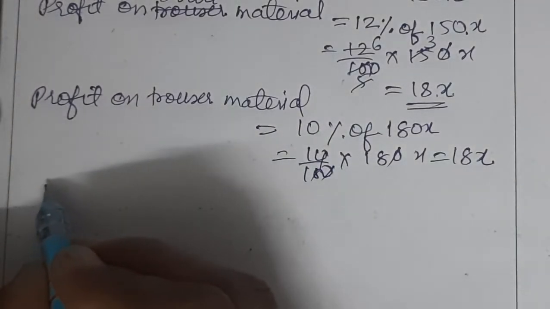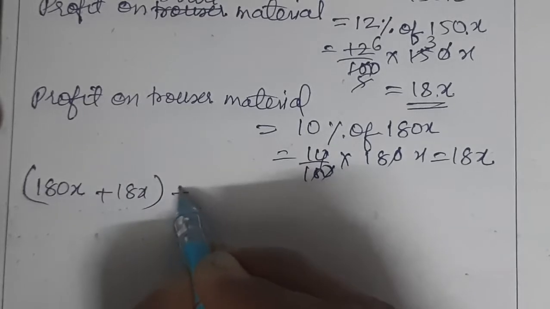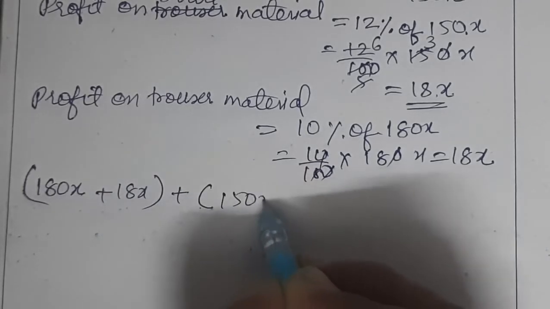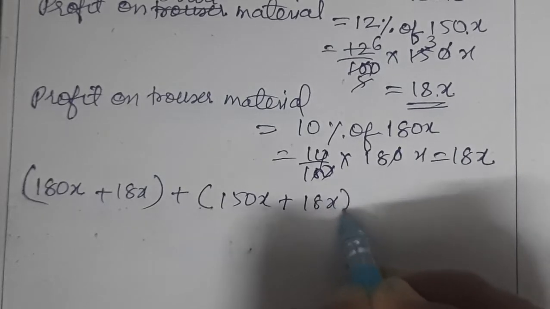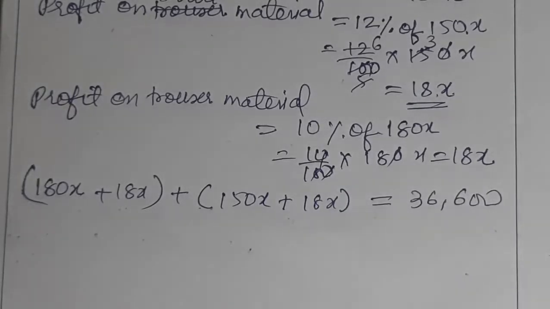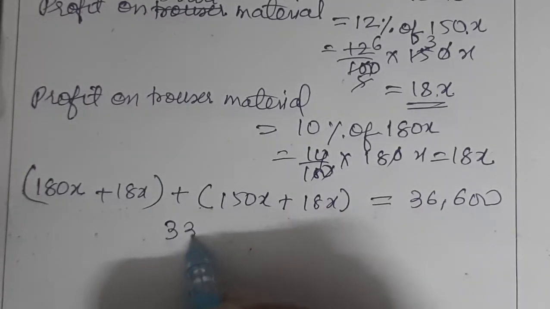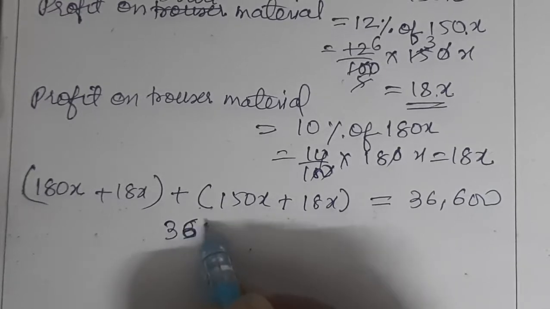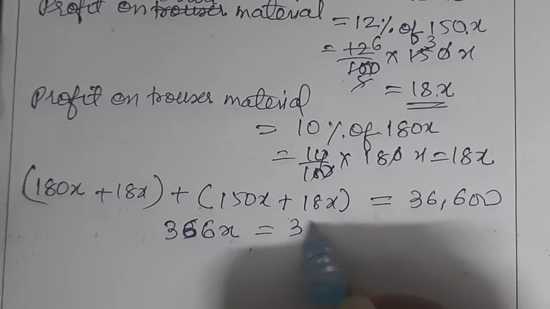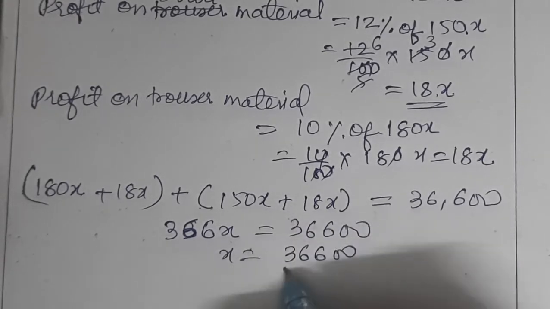So let's find out what is the cost of trouser material, 180x. What is the profit on it? 18x. This is trouser. Now what is the sale on shirt material? 150x. What is the profit? 18x. And total sale is 36,600. So finally we have formed the equation. Now let's add all. 180, 150, 330 and 36, 366x equals 36600, means x equals 36600 divided by 366.